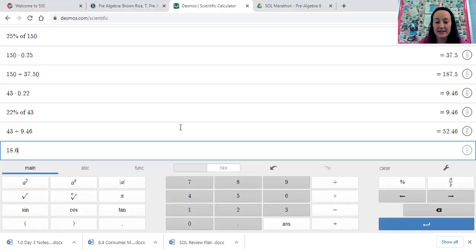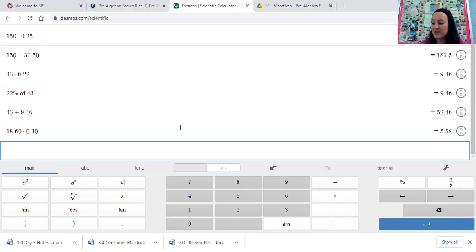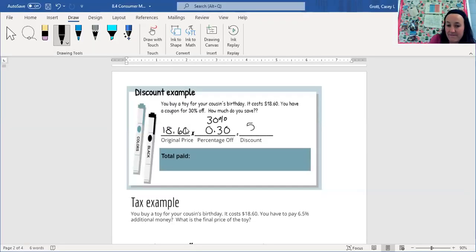So 18.60 is what I paid times 30%. My discount was $5.58. Again, if you like using the percent sign instead, that's fine. Notice we still get the same answer. Two different options of how to type it into Desmos. It is up to you which method you prefer. Taking this number back.